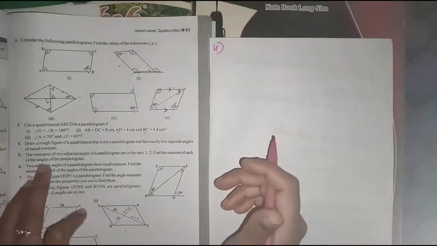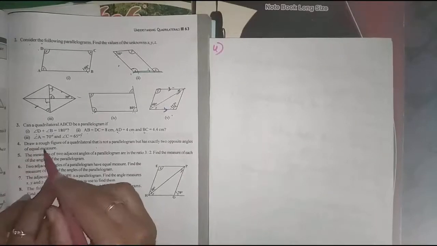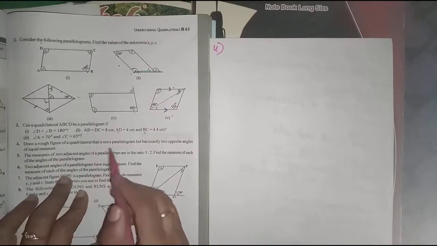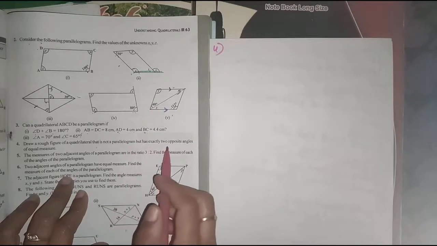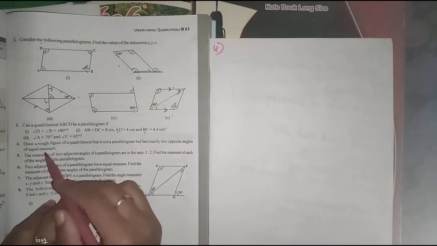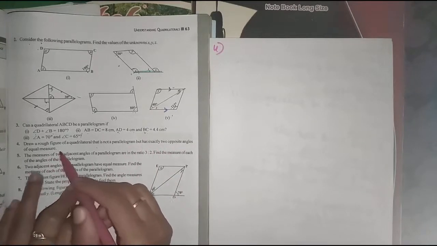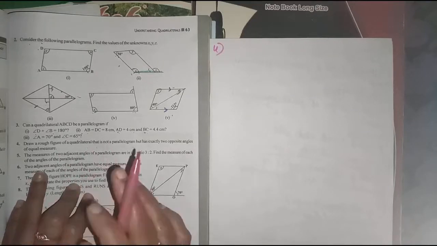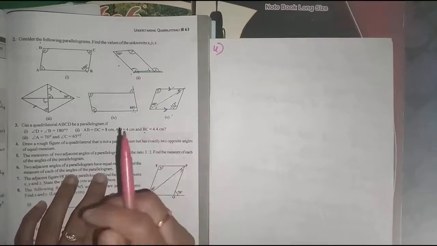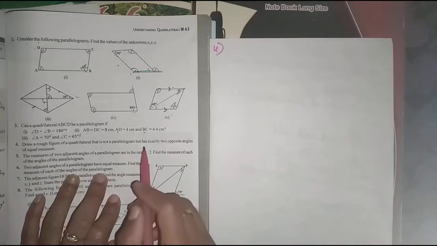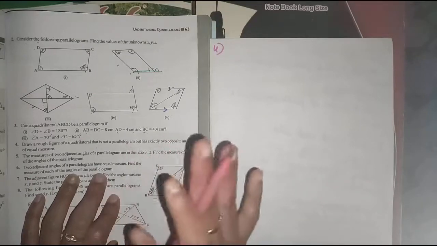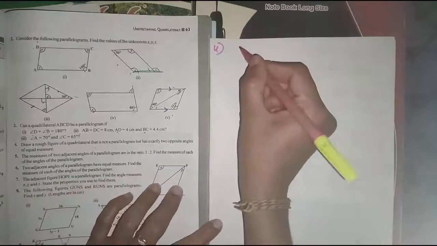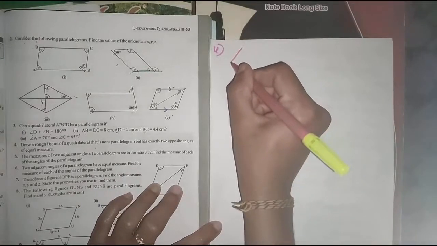Here, the fourth question is: draw a rough figure of a quadrilateral that is not a parallelogram but has exactly two opposite angles of equal measures. So here we need to draw a quadrilateral that is not a parallelogram. In a parallelogram, the opposite angles are equal and the opposite sides are equal, but here exactly one pair of opposite angles is equal. So here we can easily draw it. We can draw a kite here.